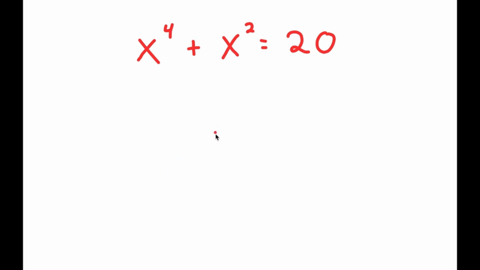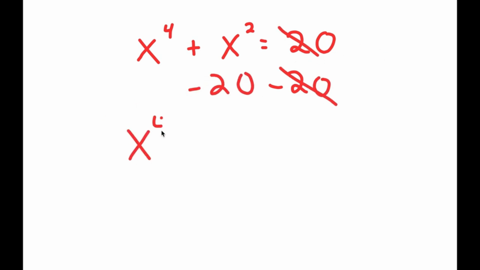All right, so in this equation, I have x to the power of 4 plus x squared is equal to 20. So to solve this, what I'm going to do is first start by subtracting 20 on both sides, so we can have all our terms on one side. So I get x to the power of 4 plus x squared minus 20 is equal to 0.